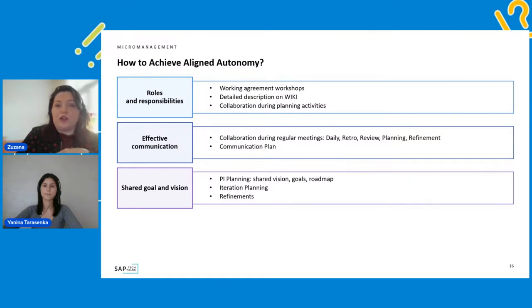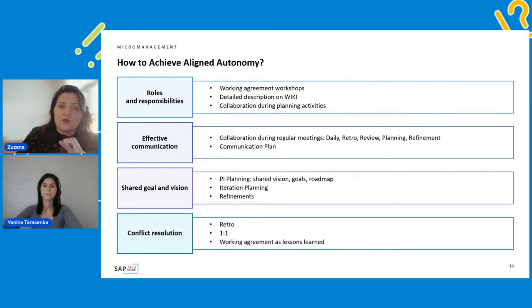The next step is conflict resolution. And this is crucial for maintaining team alignment. Conduct regular retrospectives or one-to-one meetings. You can address there any conflict or issue that may arise. You could also always use your working agreement as a tool for capturing lessons learned and best practices. And by following these steps, you can help your Agile team to achieve aligned autonomy, enabling them to work more effectively towards shared goals.